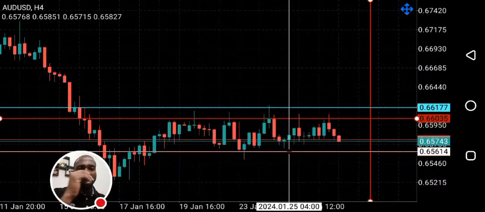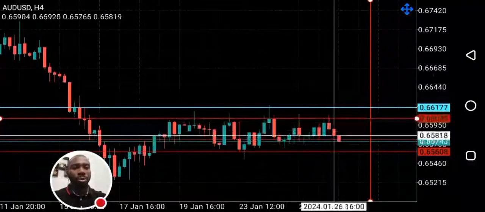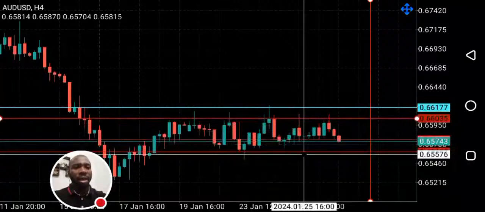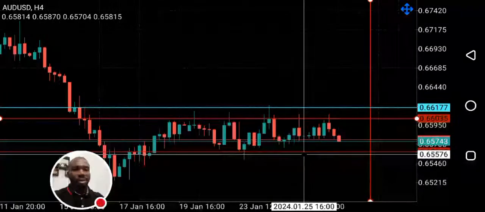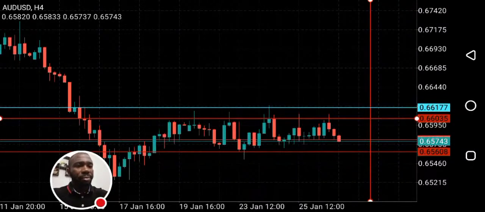So that's my take on Australian dollar USD. There's possibility for price to keep dropping. There's also possibility for price to keep going up. So you buy above the high, and you sell below the low of that range. I hope that is clear.